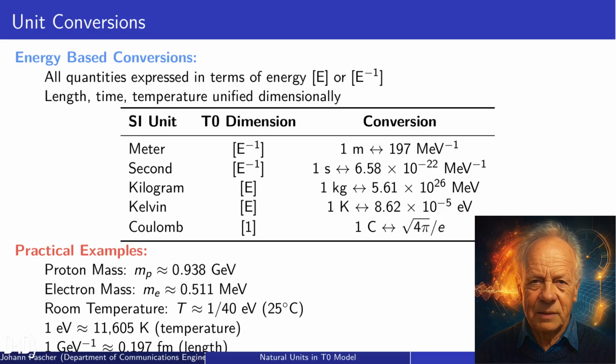For practical examples, the proton mass is approximately 0.938 GeV. The electron mass is about 0.511 MeV. Room temperature is about 1/40th eV, corresponding to 25 degrees Celsius. 1 eV corresponds to about 11,605 Kelvin. And 1 GeV to the power of -1 corresponds to about 0.197 femtometers in length. These conversions help us translate between our familiar SI units and the more fundamental natural units of the T0 model.